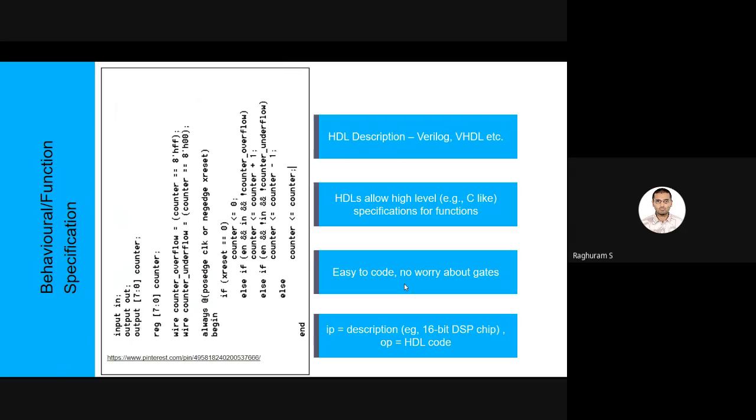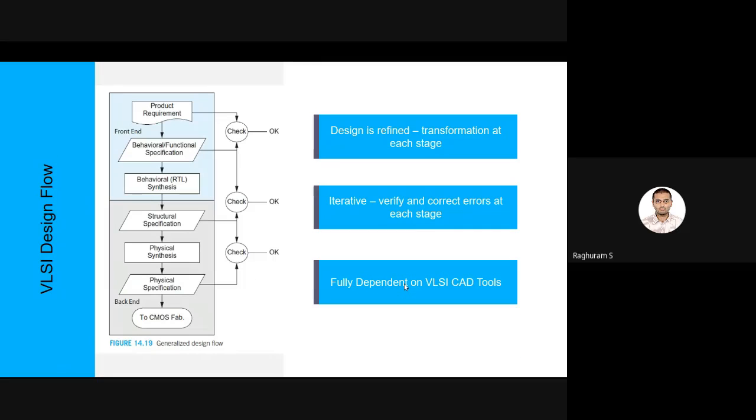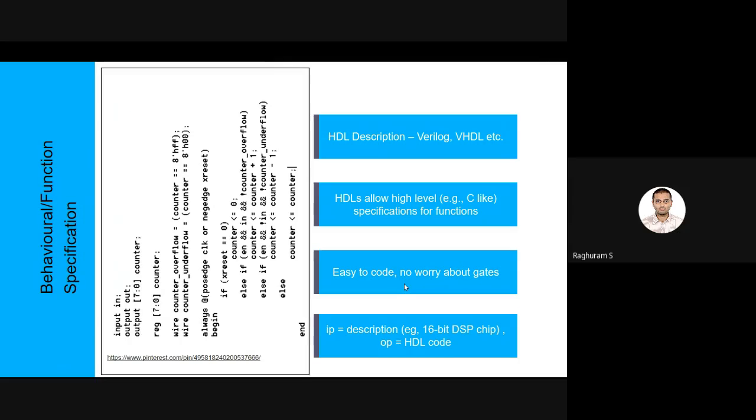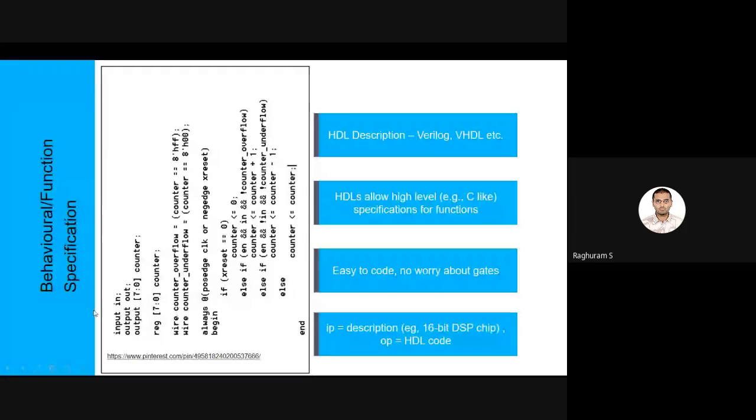Okay? So we'll look at each of these blocks in a little bit more detail, starting with the behavioral or functional specification. And you see the example here. And again, this is one of the most important advantages of HDLs. And again, Verilog, VHDL both are there, but Verilog, in my opinion, is a little bit more flexible or easier to use for beginners.